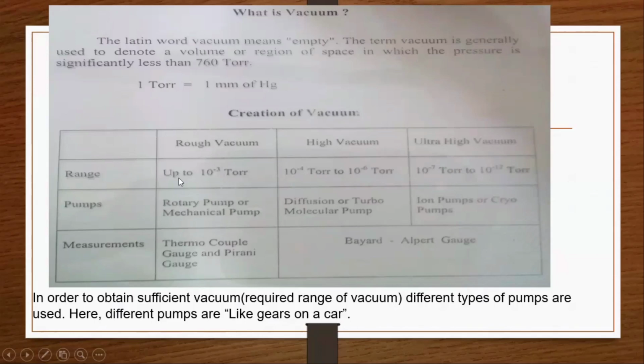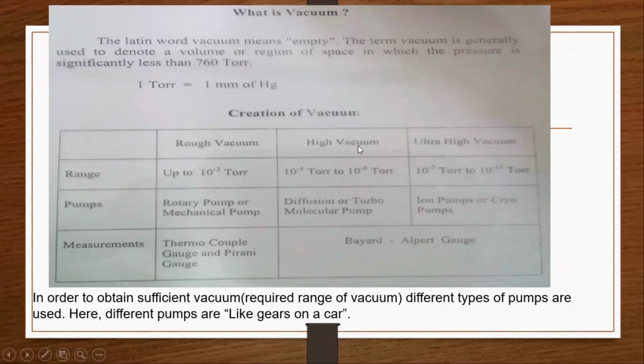Right. So for creating the rough vacuum, the rotary pump and the mechanical pumps are used. That is known as roughing of a device, right? So the excess amount of air molecules, you remove them, and that is known as roughing. So for rough vacuum, the rotary pump and mechanical pumps are used. We are going to study the rotary pump as per our syllabus.